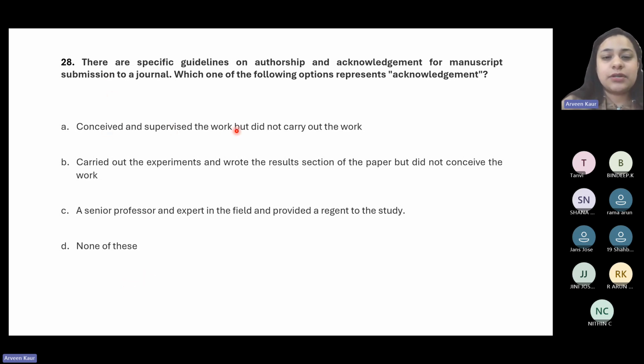Conceived and supervised the work but did not carry out the work. Carried out the experiments and wrote the results section of the paper but did not conceive the work. A senior professor and expert in the field who provided a reagent to the study, or none of these. So which one do you think out of all these should come under acknowledgement, or whether none of these should come under acknowledgement, right?